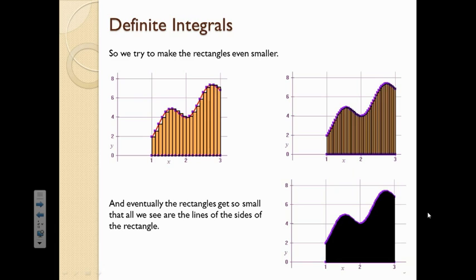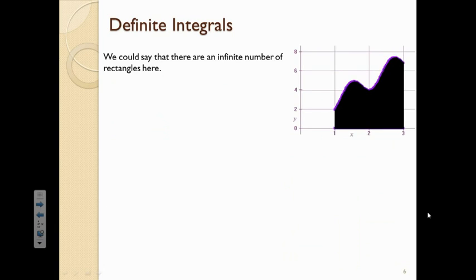To be 100% accurate on this, what we'd have to do is draw an infinite number of these. And if we drew an infinite number of these, of course, the sides would make everything look totally black. In essence, there's an infinite number of rectangles here, and we'd say that the bottom of each of these is infinitely small. How wide they are must be infinitely small.